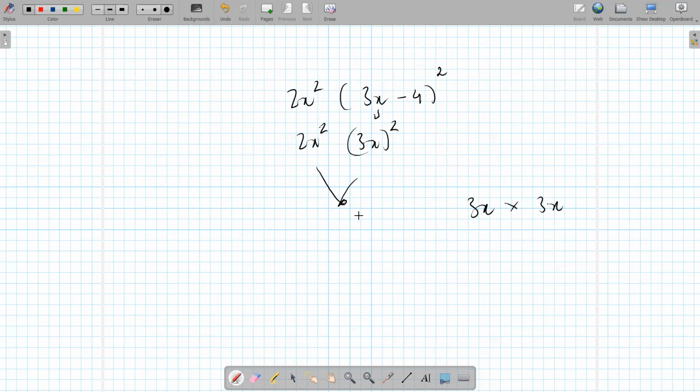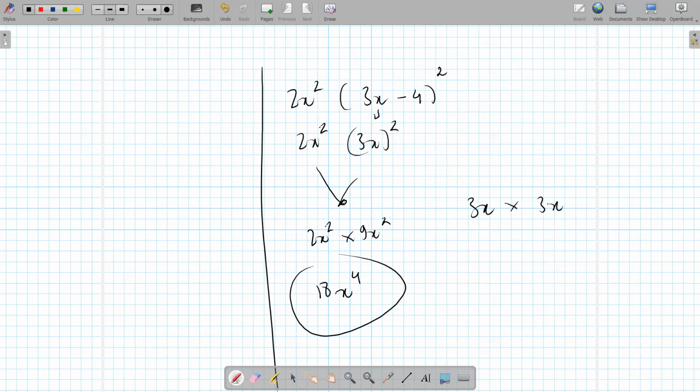Cool? So we have 2x squared from the first one, and then we have 9x squared from the second one. If you multiply, how many x's do you get? 4. Yes, and you do multiply the number with the number, 18x to the 4th. Leading coefficient is 18. The degree is 4. Do you get that? Yep. All right, let's try another one. x times (2x minus 3) cubed. What is the degree? What is the leading coefficient?